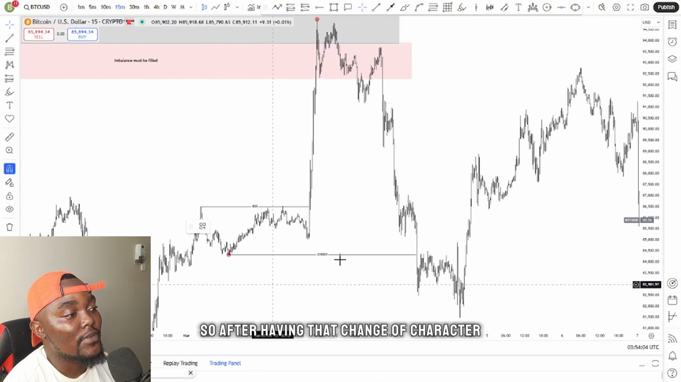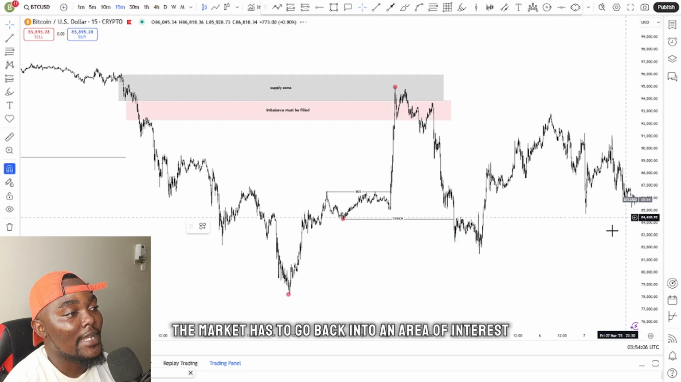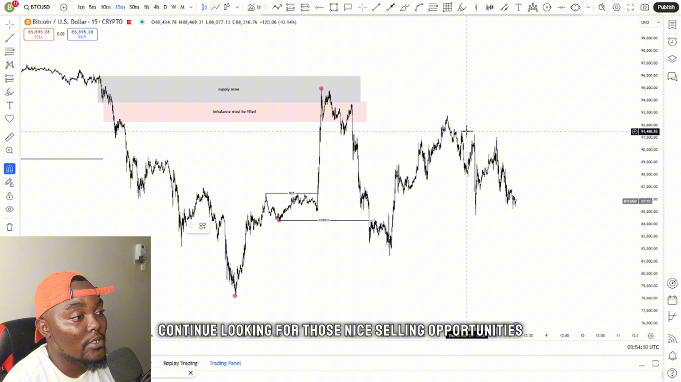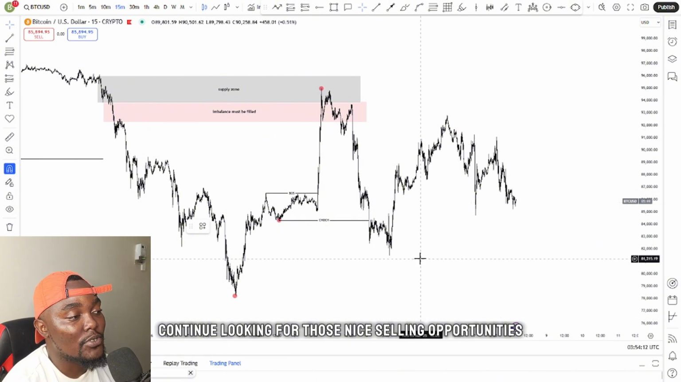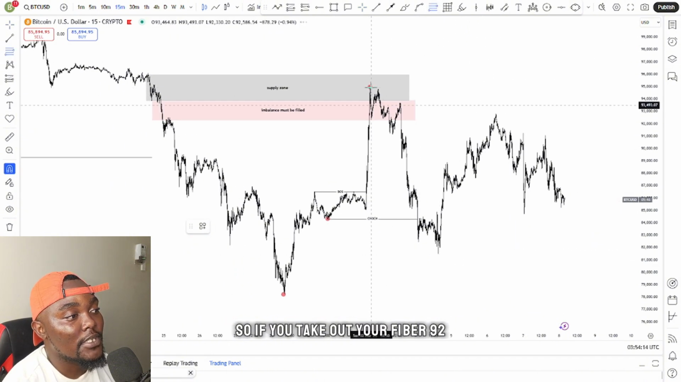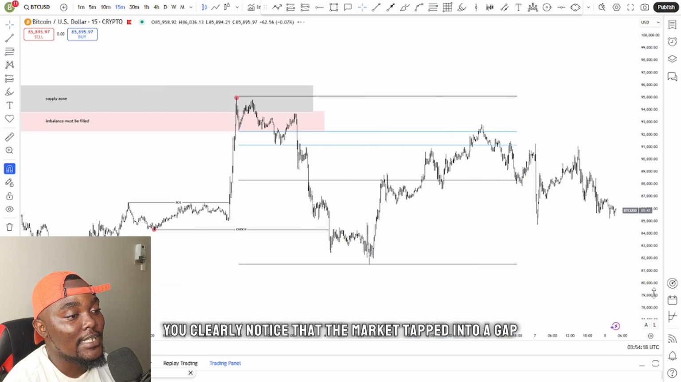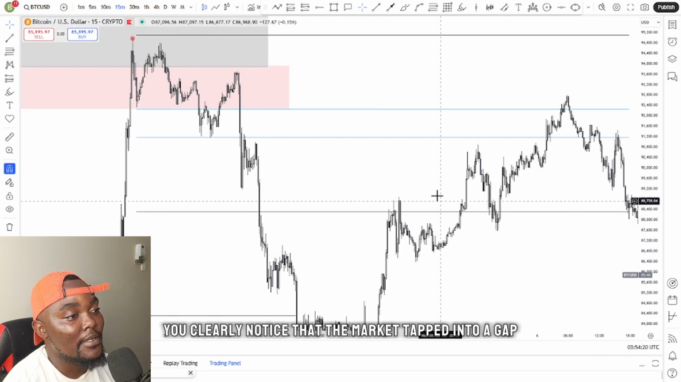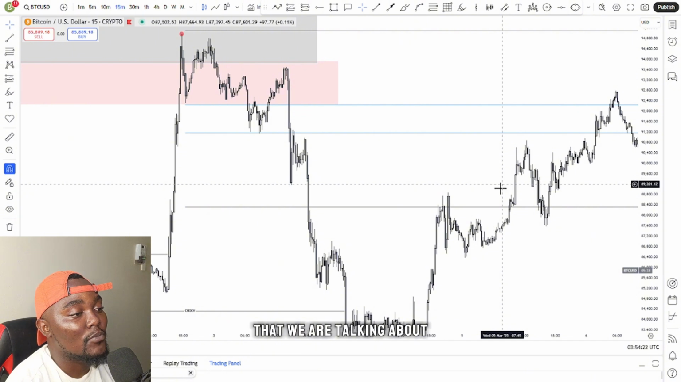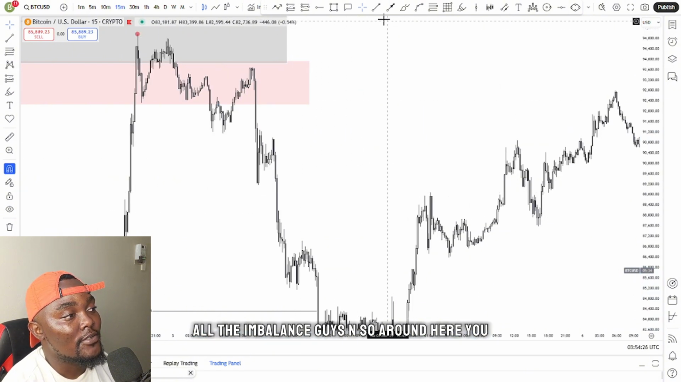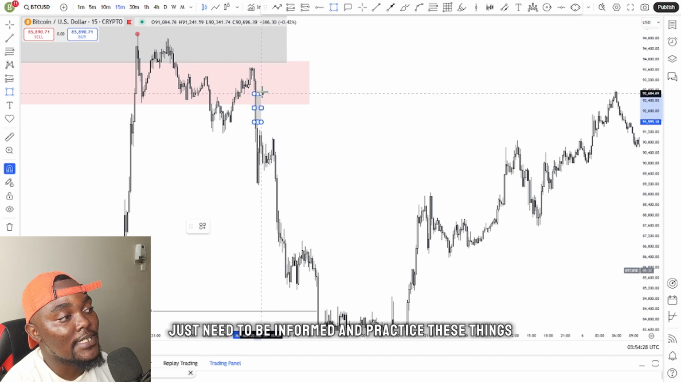So after having that change of character, we already know that the market has to go back into an area of interest so that we can continue looking for those nice selling opportunities. So if you take out your Fibonacci tool from the high to the low, just like that, you'll clearly notice that the market tapped into a gap. So that gap is the fair value gap that we are talking about, or the imbalance, guys. So around here, you just need to be informed and practice these things.